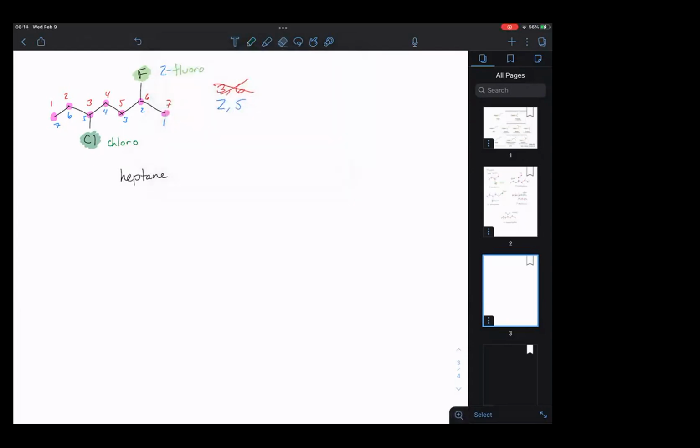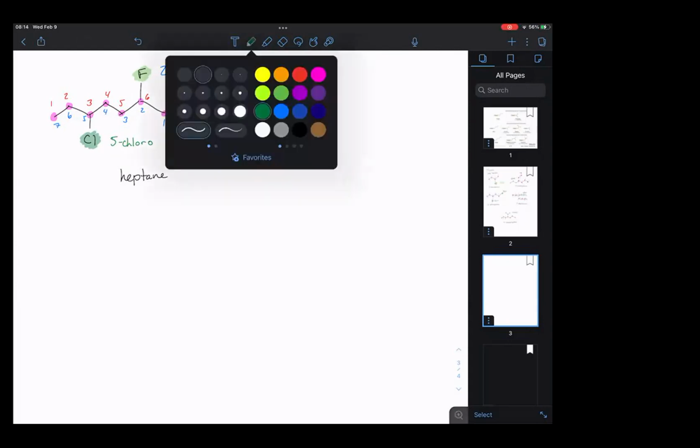And this is a 5 chloro group, right? When we go to actually build our name, what we do is put our substituents in alphabetical order. So when I list this name, it doesn't matter what numbers are associated with them. I'm going to list the fluoro group first and then the chloro group.